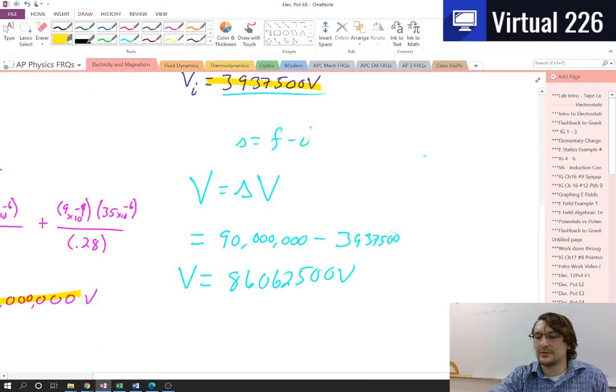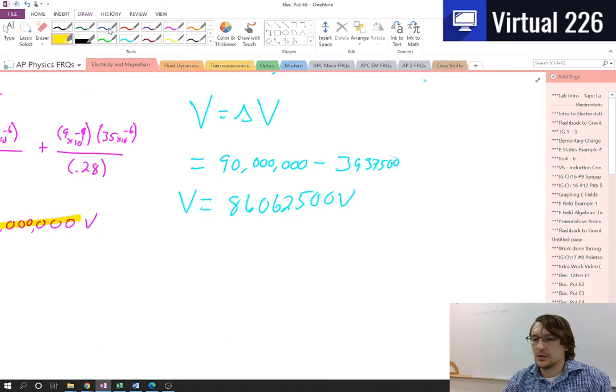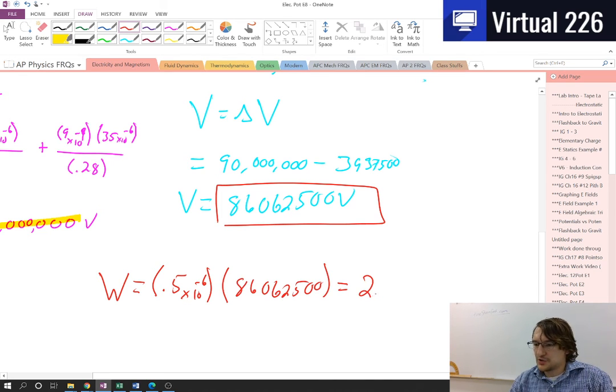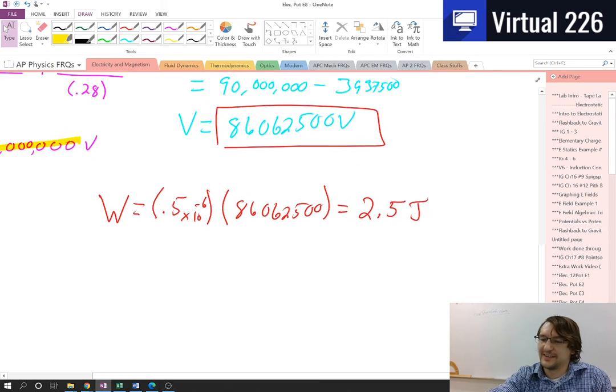And then, as we started initially in the problem, way back up here, we know that work is Q times that quantity. So our final answer here will be that work is equal to Q, which in this case was 0.5 microcoulombs, so times 10 to the minus 6, times this voltage here, that delta V, of 86,062,500. And that gives us a work value of just about 2.5 joules. That's it.